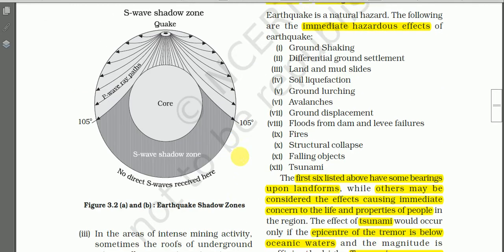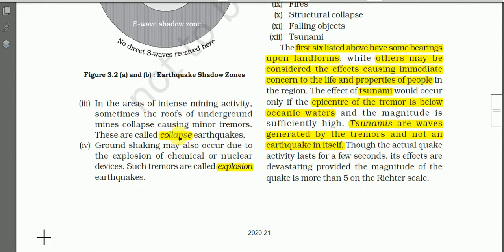So the third type of earthquake is collapse earthquake. In the areas of intense mining activity, sometimes the roofs of underground mines collapse, causing minor tremors. These are called collapse earthquakes. So collapse earthquakes occur in the mining areas.